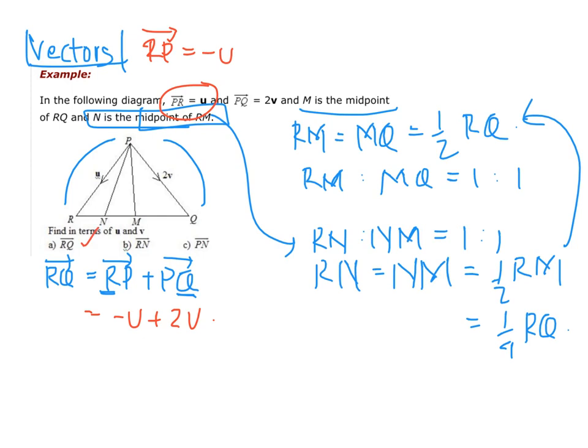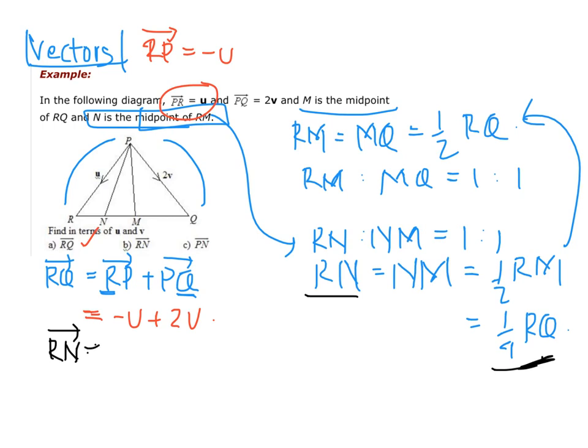It's done. Now RN. What is RN? We know the RQ. Oops, let me just use another color. RN, we know that RN is connected to RQ with this, right? So we get the RQ, and RN is a quarter of RQ.